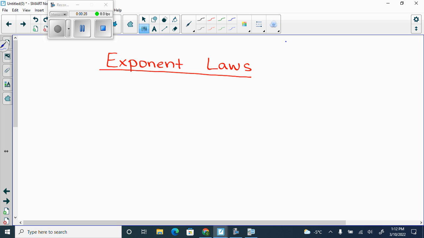So one of our exponent laws is this. If I give you x^a times x^b, what do I get? Two bases that are the same, two exponents. x^(a+b). So when you have two bases that are the same and two exponents, you add the exponents. So we're going to get x^(a+b). An example of that would be x^3 times x^6. What would I get? x^9, not 18.